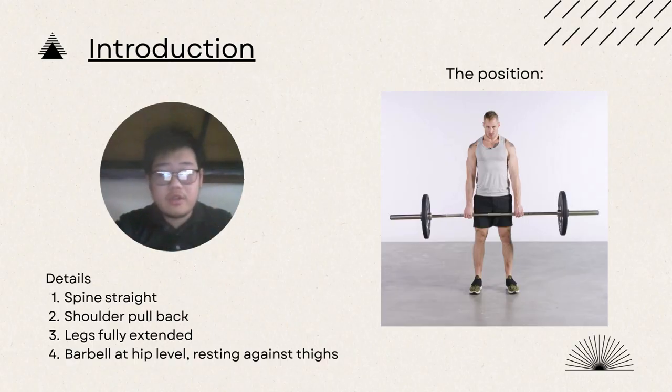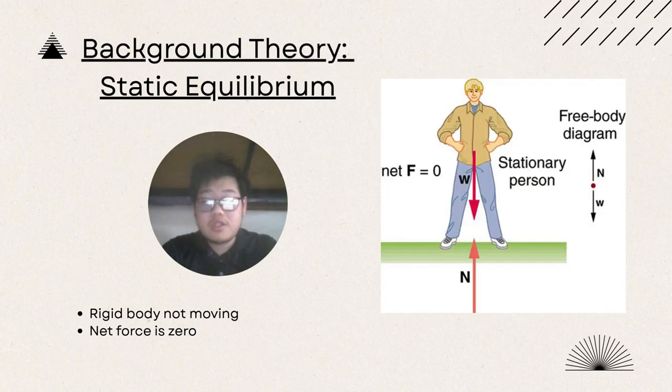The lifter lifted the barbell until the barbell pole is at the same level as his hip and pressed to his thighs. The spine is straight, the shoulders pull back, and the legs fully extended. Before we get into the details of our analysis, I'll go through some of the background theory involved. The first background theory is static equilibrium.